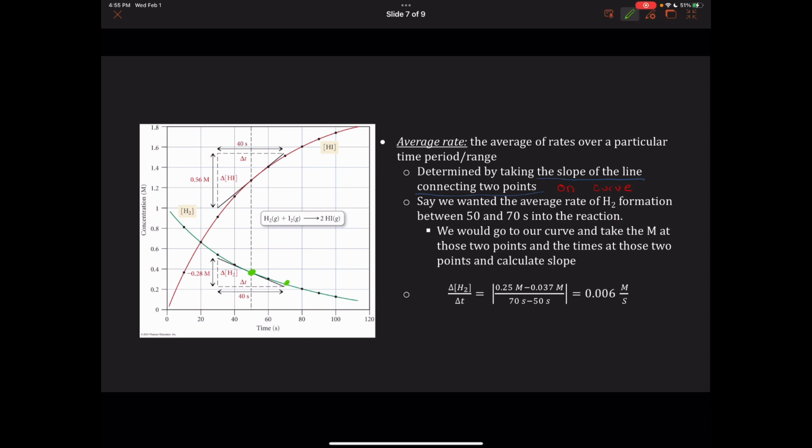Now, the final type of rate that we do have is an initial rate. The initial rate is the rate at the beginning of our reaction. It's a special type of instantaneous rate. So it's the rate at a time of 0. So we would calculate the initial rate the same way we would any other instantaneous rate. We would draw a tangent line.